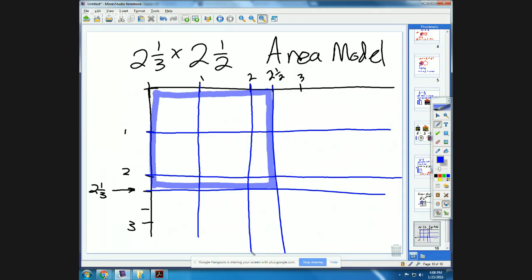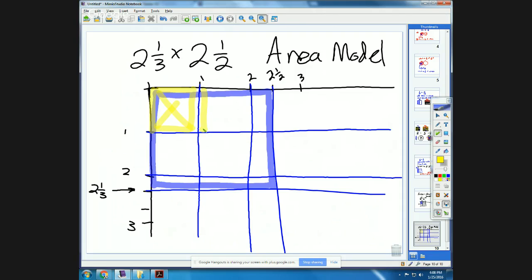Okay, so let's see. I'm going to start looking for holes. Well, 1 by 1 is a hole, isn't it? So there's 1 hole. 1 by 1, there's another hole, isn't it? Down here is another 1 by 1.